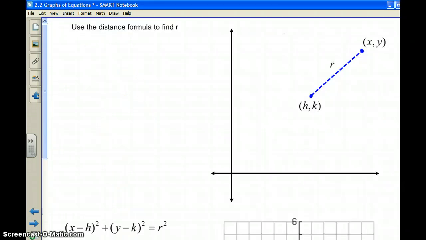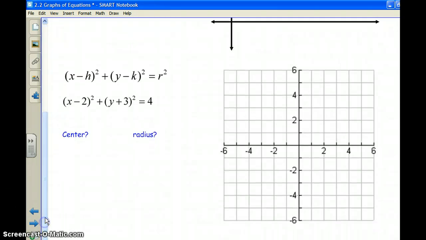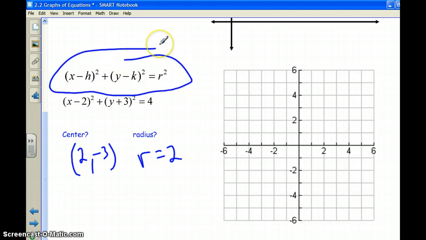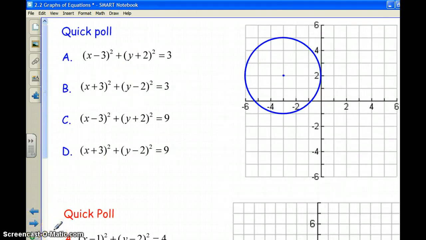But go ahead and do that one on your own and see if you can get it to look like that. I do want to show you, just to review, your center is going to be at 2, -3 for this one. The radius is going to be 2. So you have to be able to identify an equation. I really like this form. This is a circle form, and it's kind of fun to do. This is just a review of yesterday's stuff that we did.